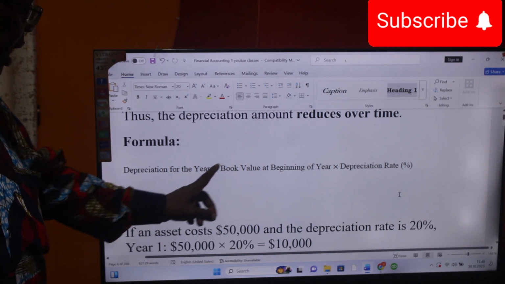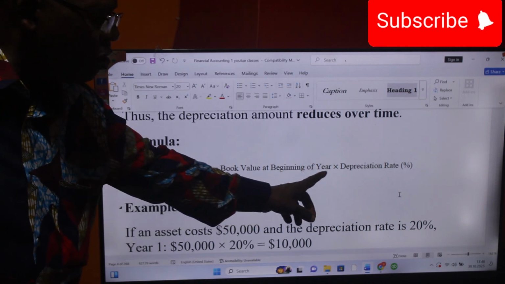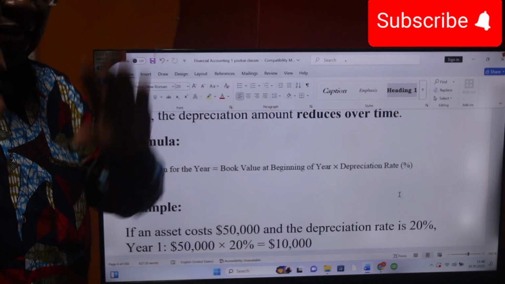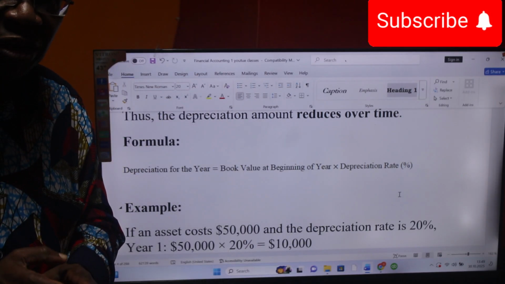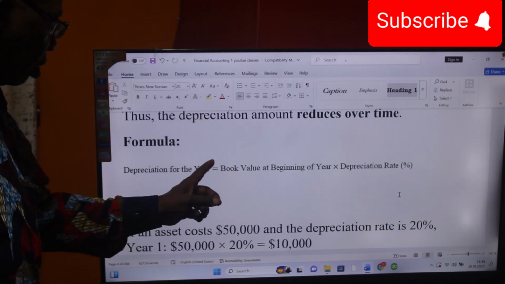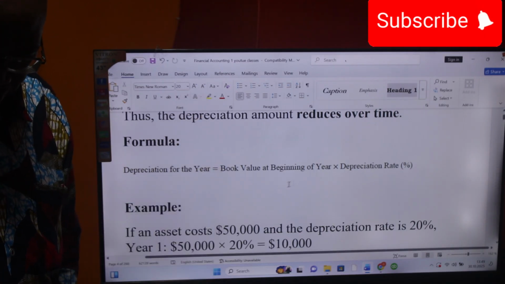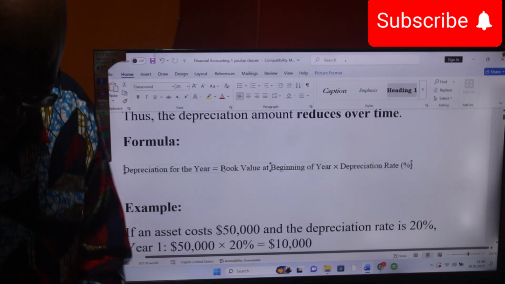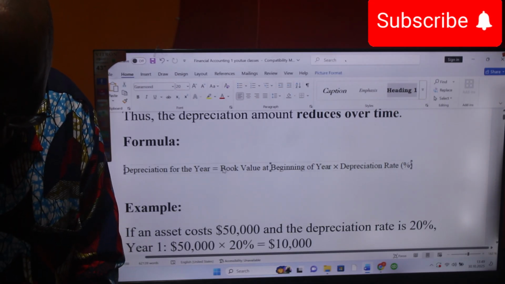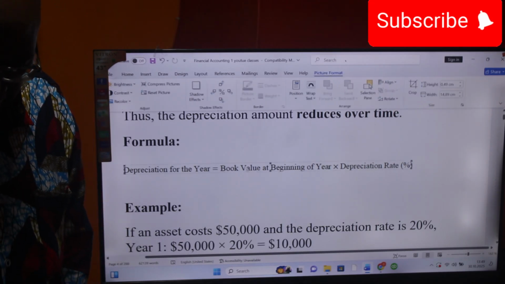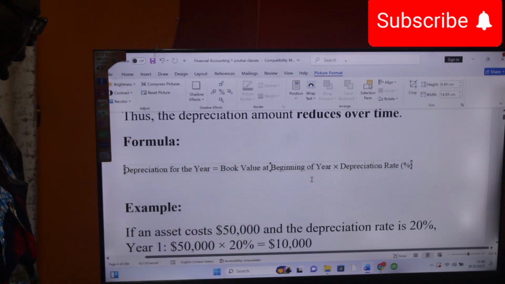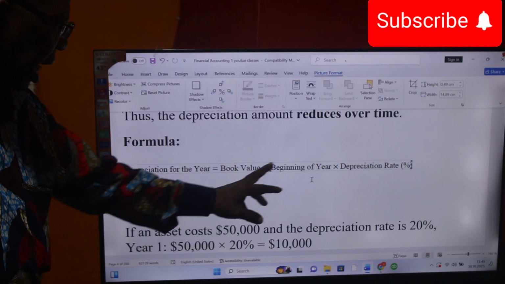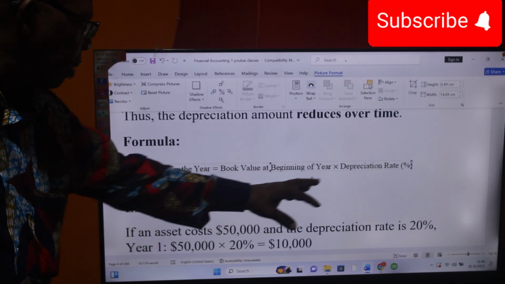Depreciation for the year is the book value at the beginning of the year. From the trial balance, you get the purchase cost minus accumulated depreciation at the beginning of the year, you get the net book value. The net book value at the beginning of the year, and you multiply by the depreciation rate. And therefore, the lesser the net book value, the lower the depreciation.